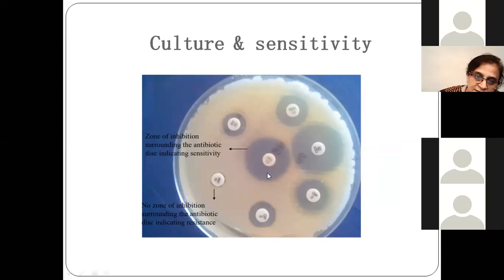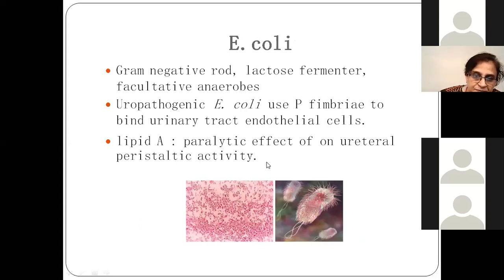And these zone sizes, or the clearing of the area, show that this organism is inhibited by this antibiotic. This is Augmentin, and you can see that there's no zone of clearance. That means the E. coli which has been plated on this plate is resistant to Augmentin, and if we give Augmentin to the patient, it's not going to work.